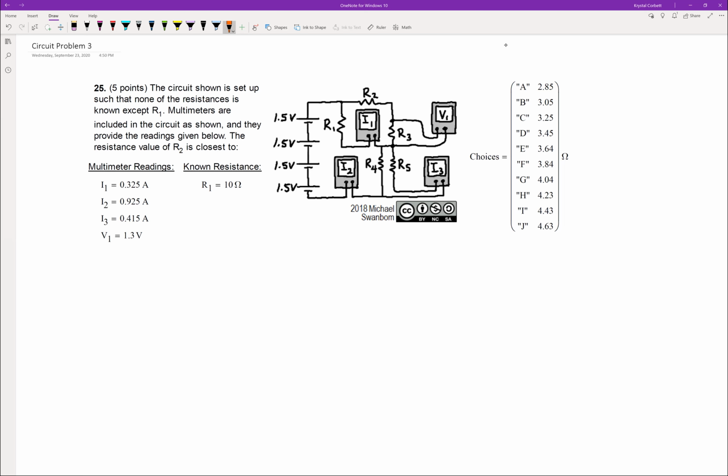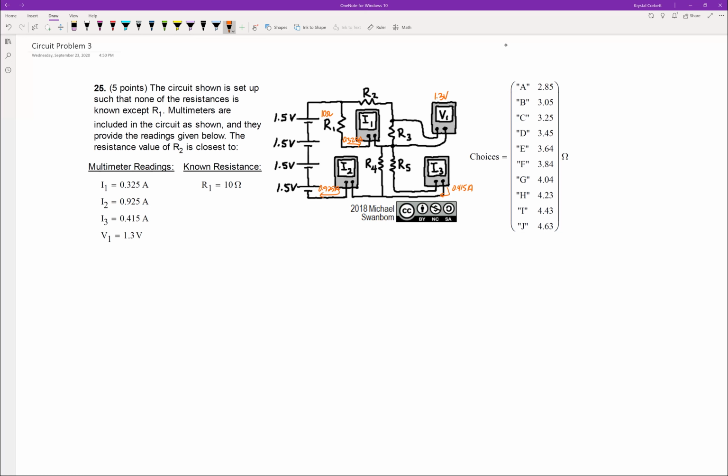I know that the current I1 is 0.325 amps. I also know I2 is 0.925 amps. I3 is 0.415 amps. And the voltage drop across that R3 resistor, as determined by the multimeter, is 1.3 volts. I also know the value of R1 is 10 ohms.